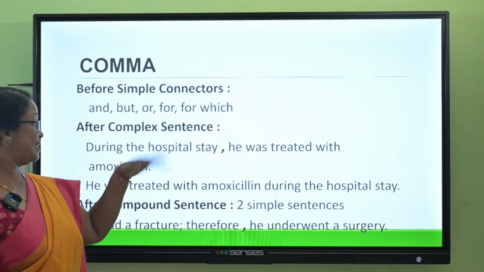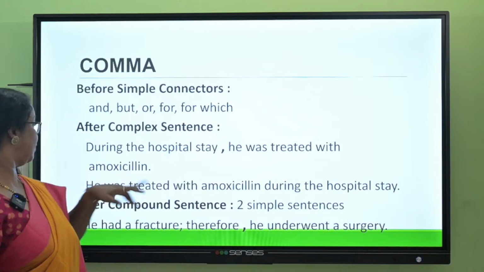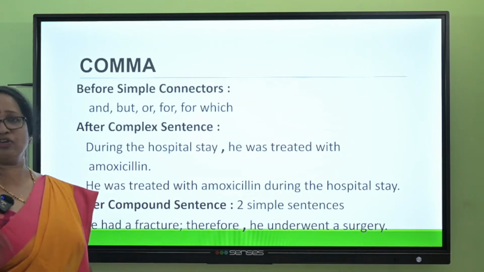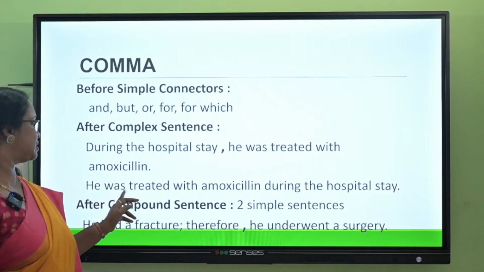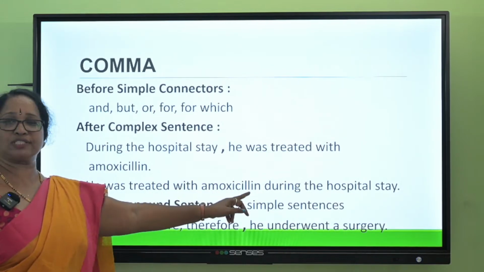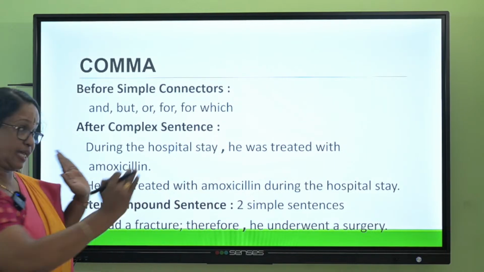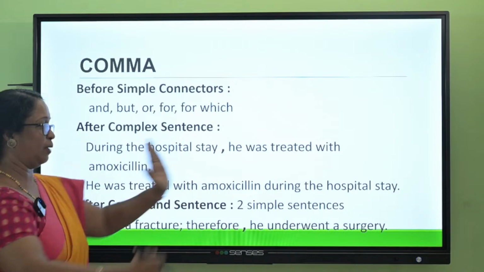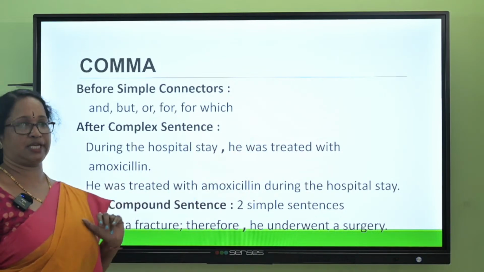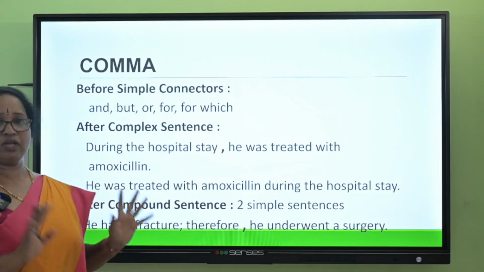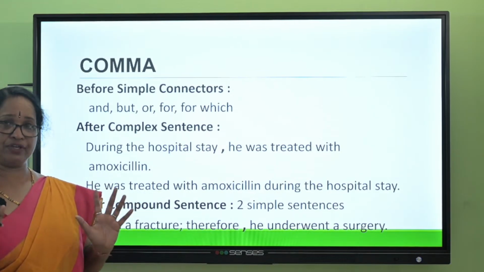So, for example, if you want to write he was treated with, you see, he was treated with amoxicillin during the hospital. Then you are not supposed to put a comma there, because he was treated with amoxicillin is a simple sentence and it is an independent clause. It can stand by itself without depending upon during the hospital stay. So that's why we are not supposed to put the comma there. I think it is clear. I clarify your doubts there.